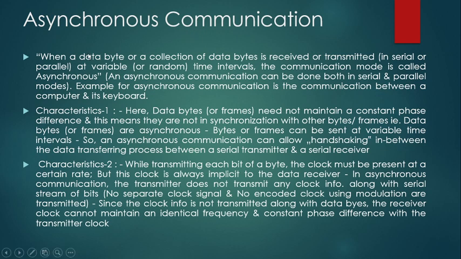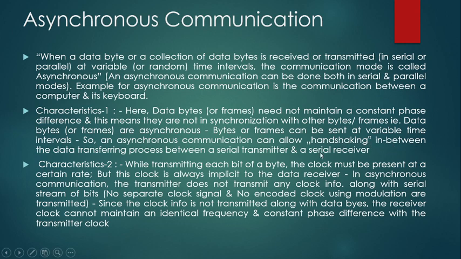That is, there will be no clock signal. The first characteristic is that the data bytes of a frame need not maintain a constant phase difference. Each and every frame can be sent at varied time intervals. They need not be in synchronization. So these bytes are sent at variable time intervals. For that we need a predefined handshaking between the processes. There is some set of agreements between the transmitter and the receiver, some type of handshaking mechanism which enables the communication.